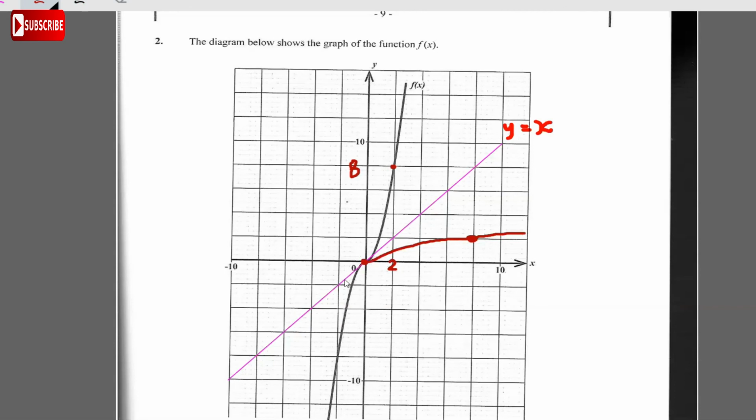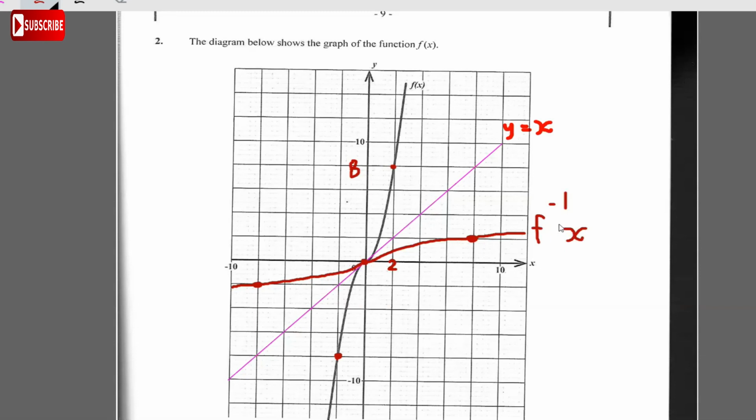Now let me see how it behaves down here. I have a point minus 2, minus 8, so I need to go to minus 8, minus 2, which is here. That's a point. And so the inverse goes like this, passing through that point. All right, and so this will be f inverse of x.